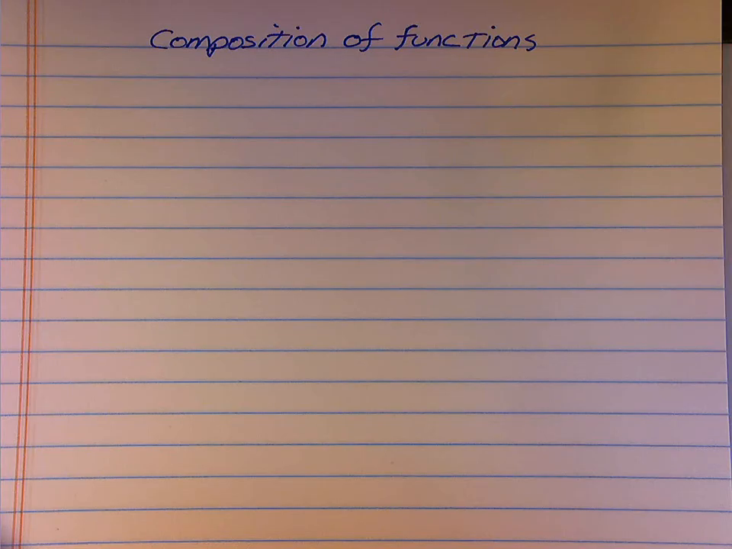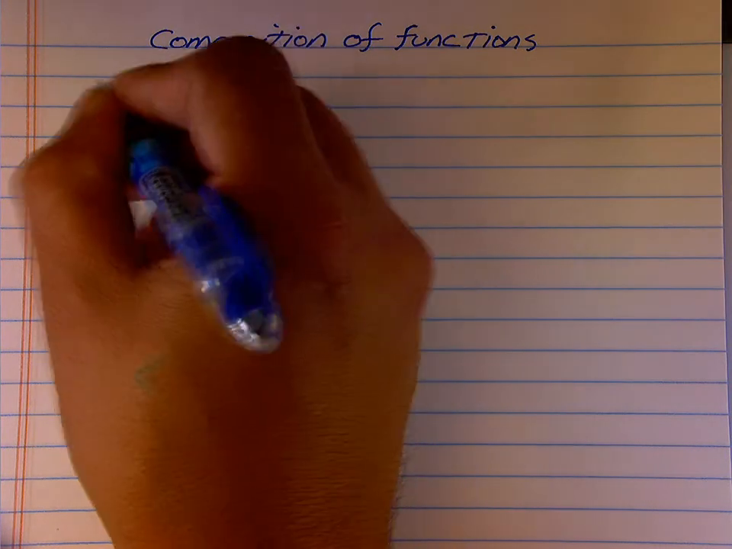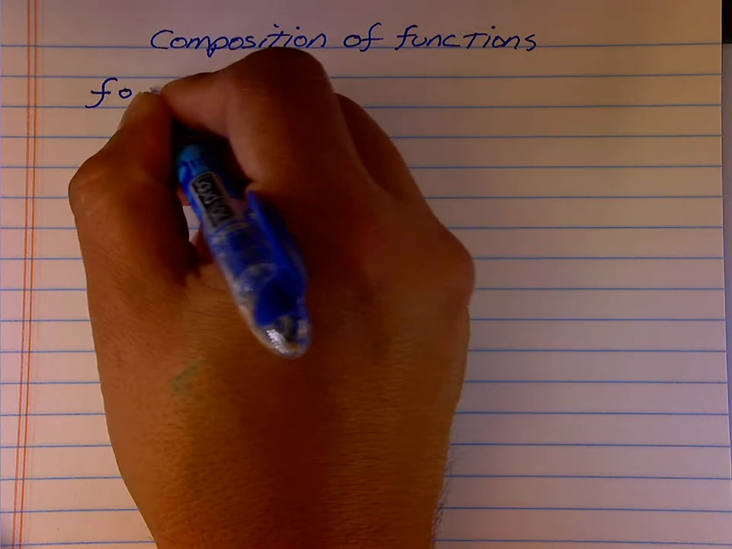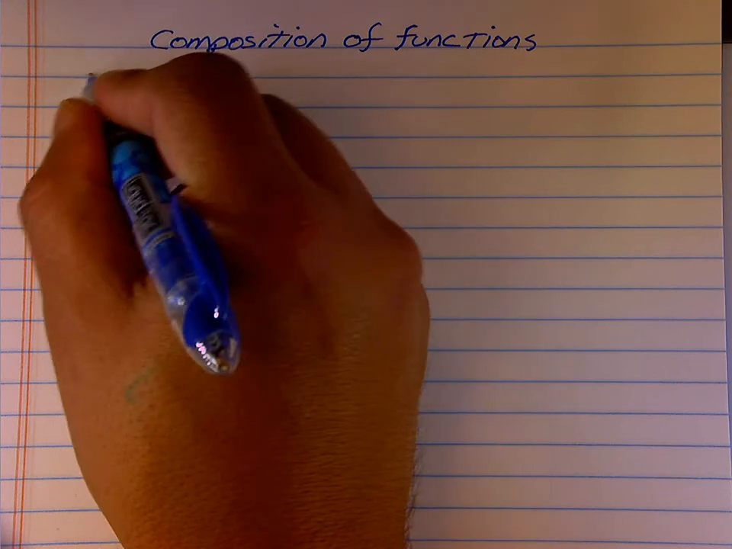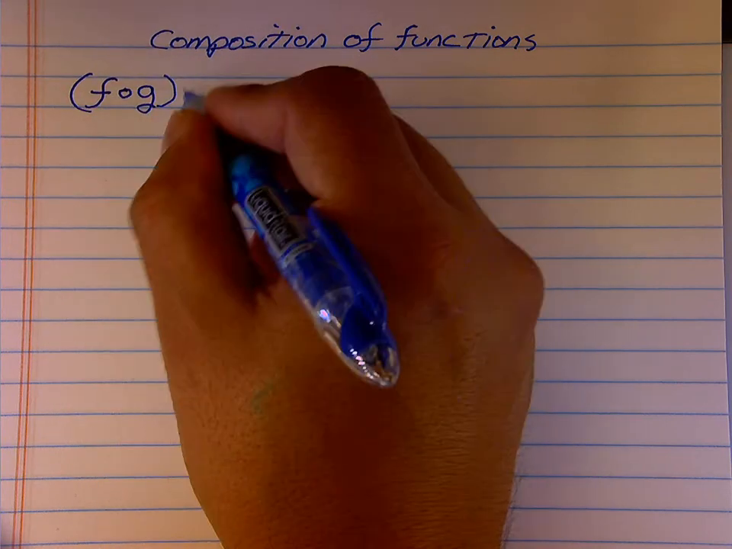We're going to begin our conversation about composition of functions. The most important thing to understand about a composition of functions is that it will always be at least a two-step process. The notation. Two ways you can write it. That is not a multiplication symbol.